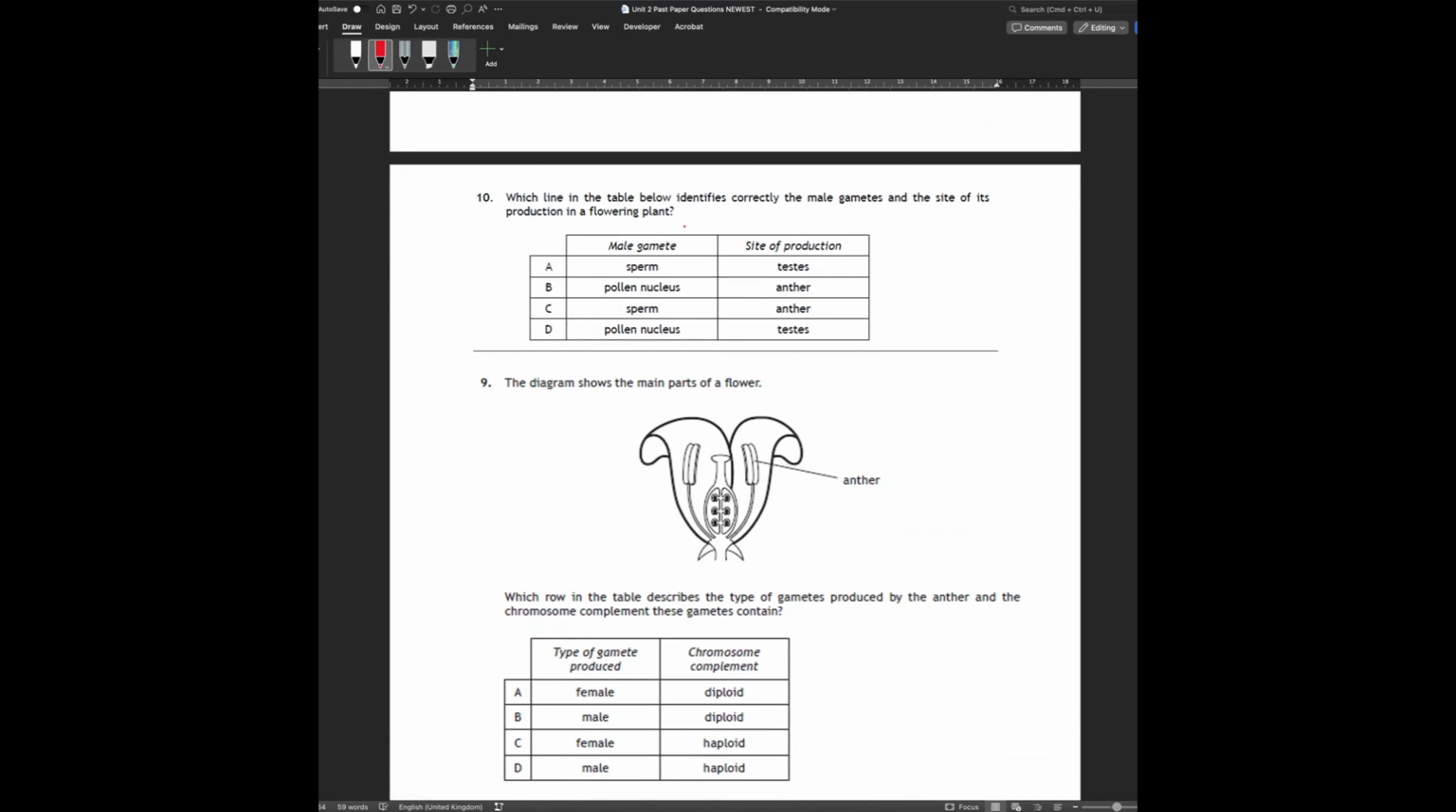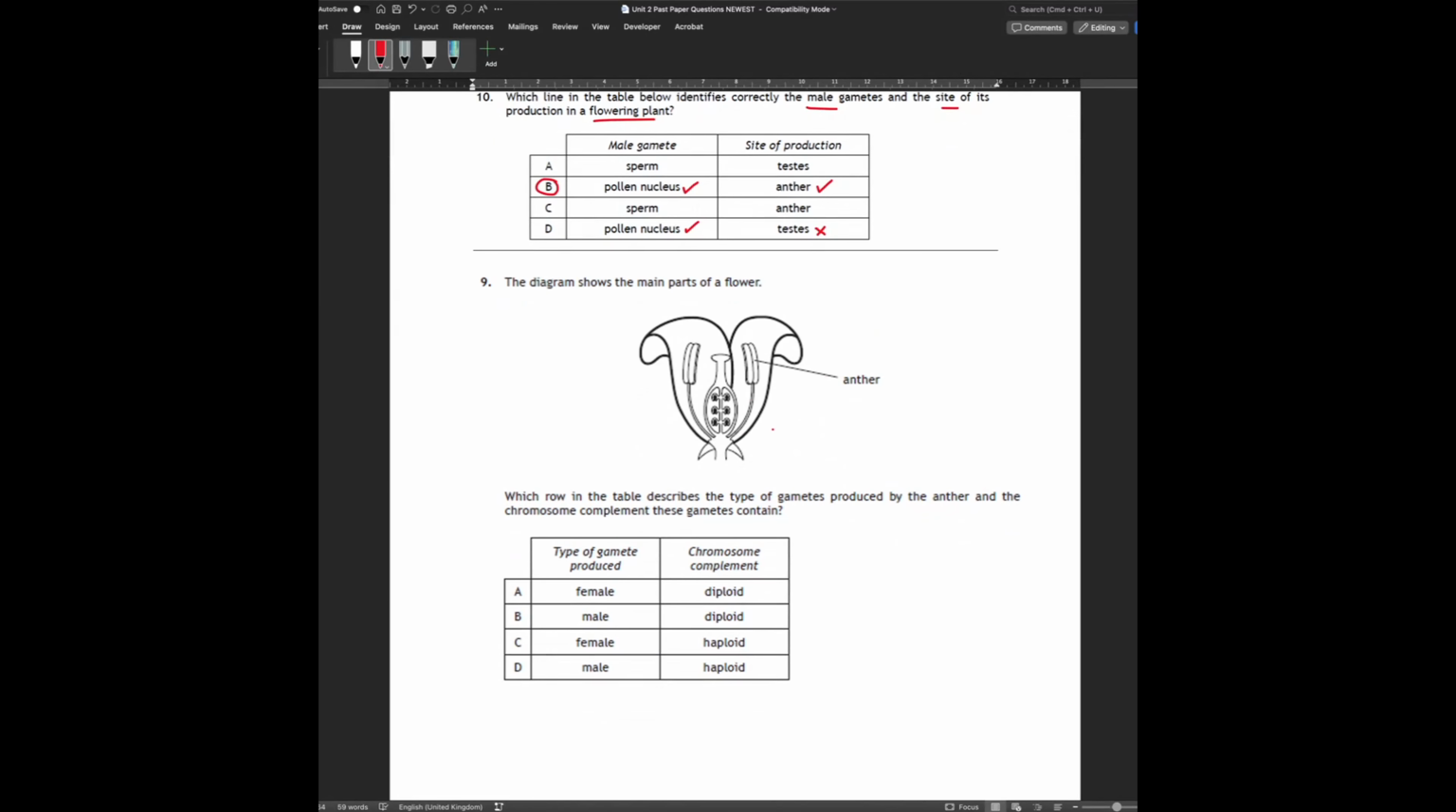Number 10: which line in the table below identifies correctly the male gametes and the site of production in a flowering plant? These are important things to remember. The male gamete in a flowering plant is not the sperm, it's the pollen. So we know it's going to be B or D. And for the site of production, well, testes is animals, but anther is plants. So we know the answer has to be B for that one.